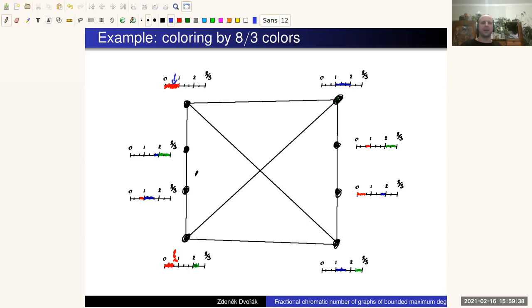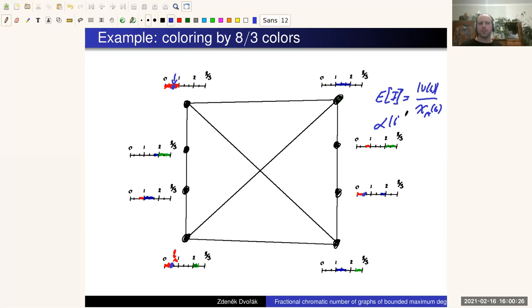And now the vertices on which this color appears necessarily form an independent set, because the same color cannot appear on two adjacent vertices. And the expected size of this independent set, by linearity of expectation, turns out to be just the number of vertices divided by the fractional chromatic number. And therefore, there exists an independent set which is at least as large.